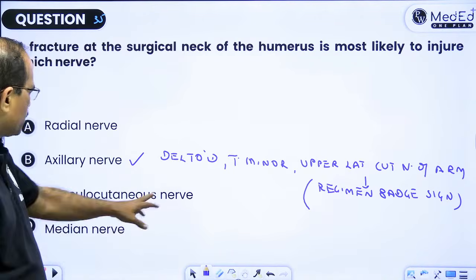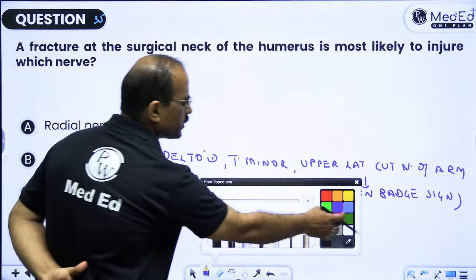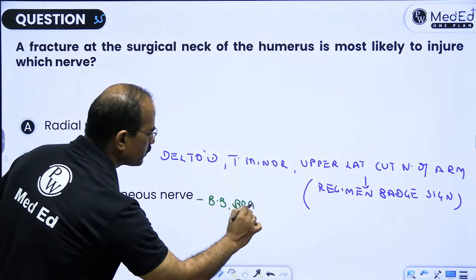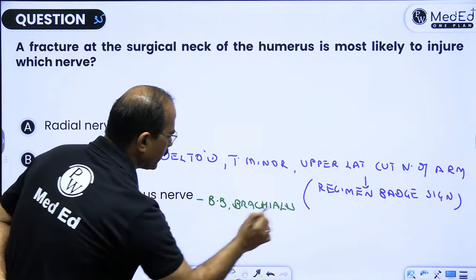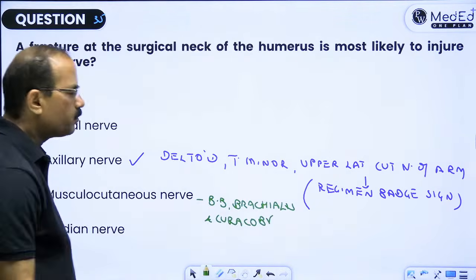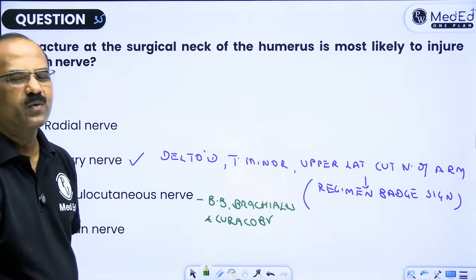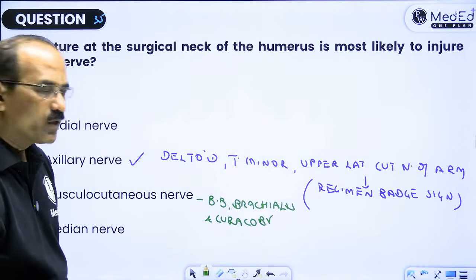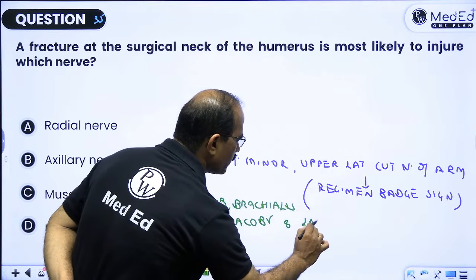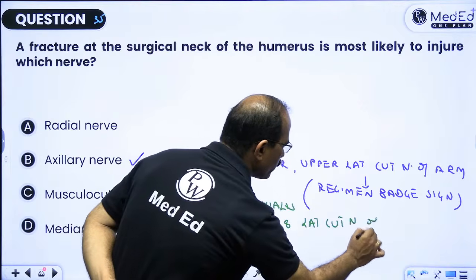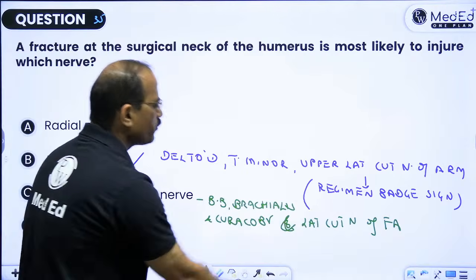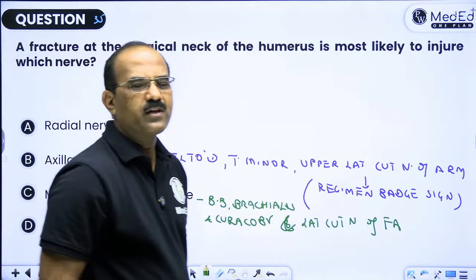Fine. What does the musculocutaneous nerve supply? Can you answer this? Musculocutaneous nerve supplies the biceps brachii, brachialis and coracobrachialis, and gives a cutaneous branch called the lateral cutaneous nerve of forearm. So lateral cutaneous nerve of forearm is a branch of musculocutaneous nerve.